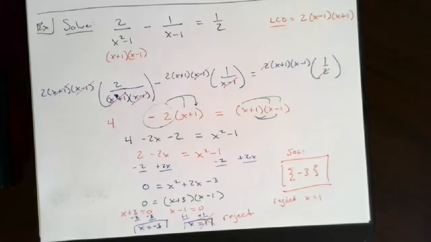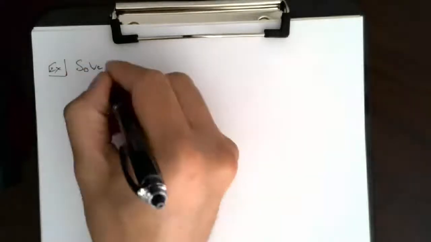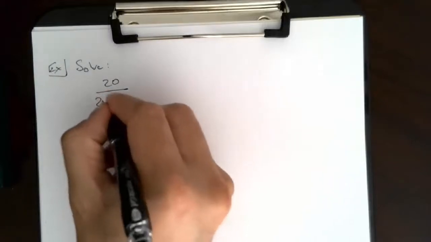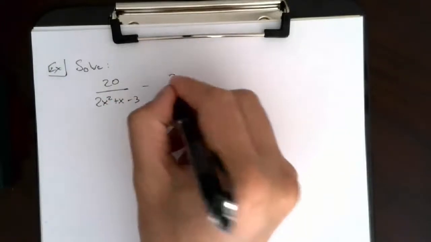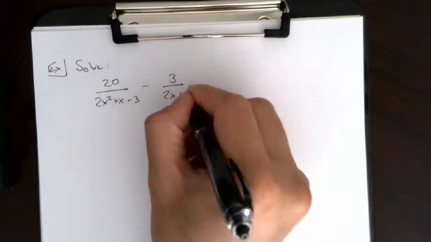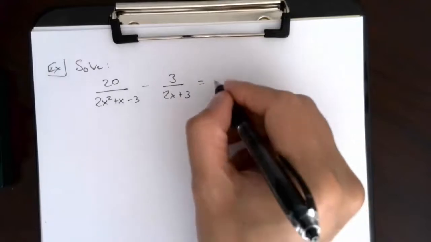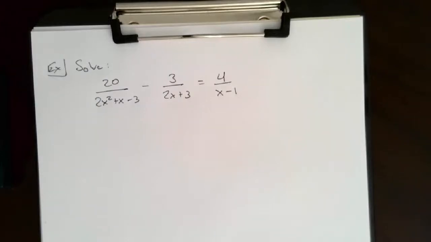Let's talk about what happens in this case. Alright, let's try solving this one here. So we would have 20 over 2x squared plus x minus 3, minus 3 over 2x plus 3, equals 4 over x minus 1. So you might want to pause it and try it on your own.